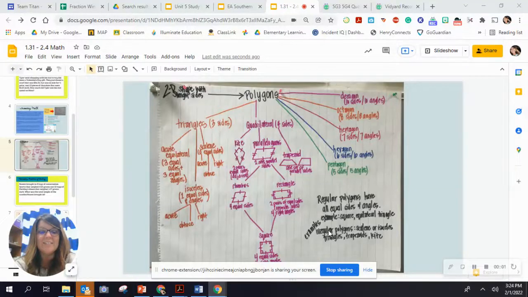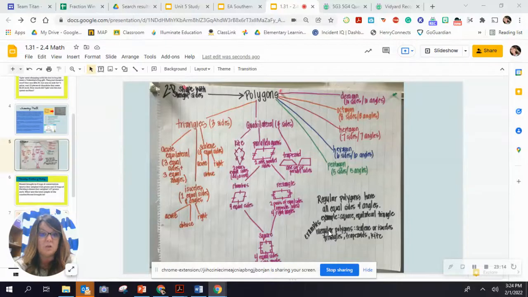Hey guys. All right, this is our first of a series of three digital anchor charts for our geometry unit on 2D shapes. All three of these cover standard 5G3, which says to understand that attributes belonging to a category of 2D figures also belong to the subcategories of that category, which we're going to dive into here in just a moment. Basically, it means that when we look at polygons, all triangles are also polygons.